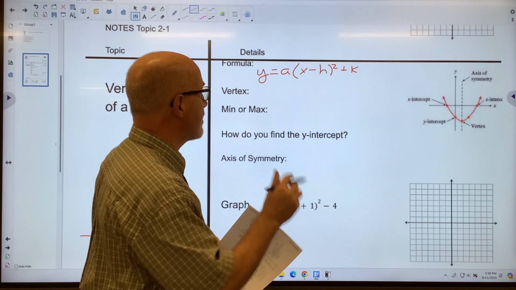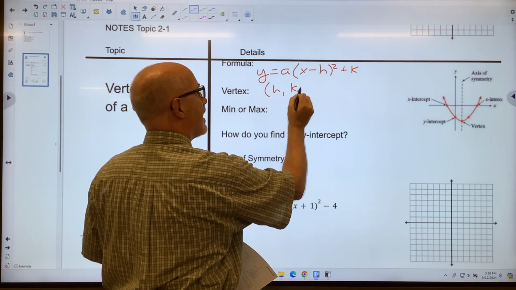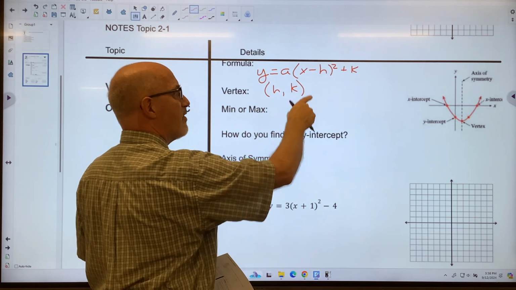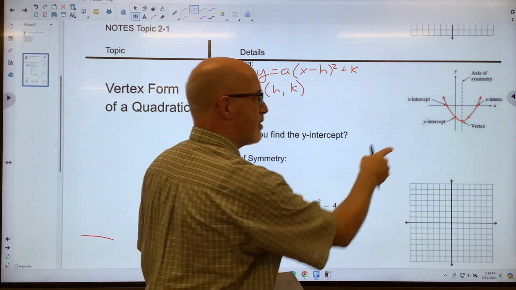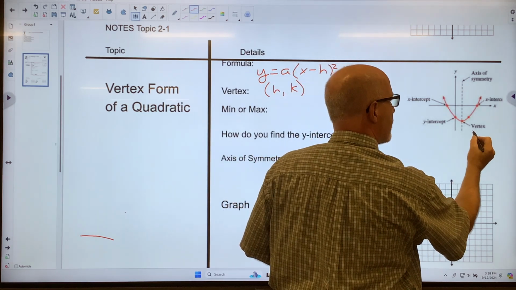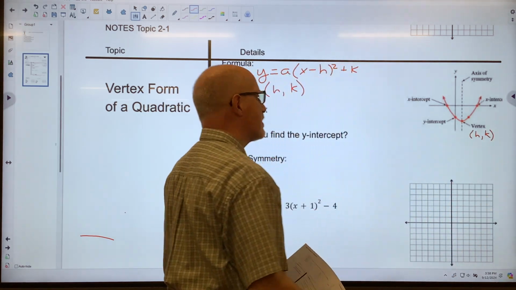So when we look at this, the vertex is going to be (h, k). So it's going to be whatever value is the opposite in there and then the same out there. So this vertex here on this graph we'll put (h, k). That's the ordered pair for it.